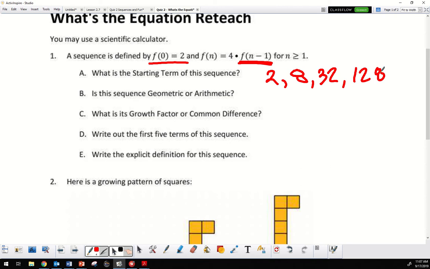Now, what is happening here? What's that little dot mean? Multiply. So that means that this has to be, is it geometric or arithmetic? Geometric. Geometric is the multiplication, right? Arithmetic is going to be the adding and subtracting where it's continuously doing that over and over again. So this is going to be geometric. What's the growth factor or common difference here? Times 4, right? So it's going to be times 4.